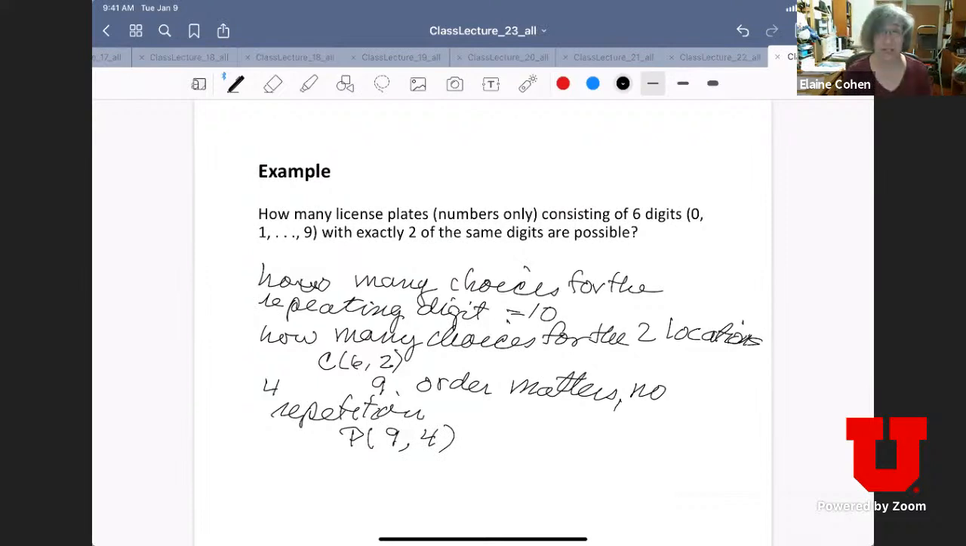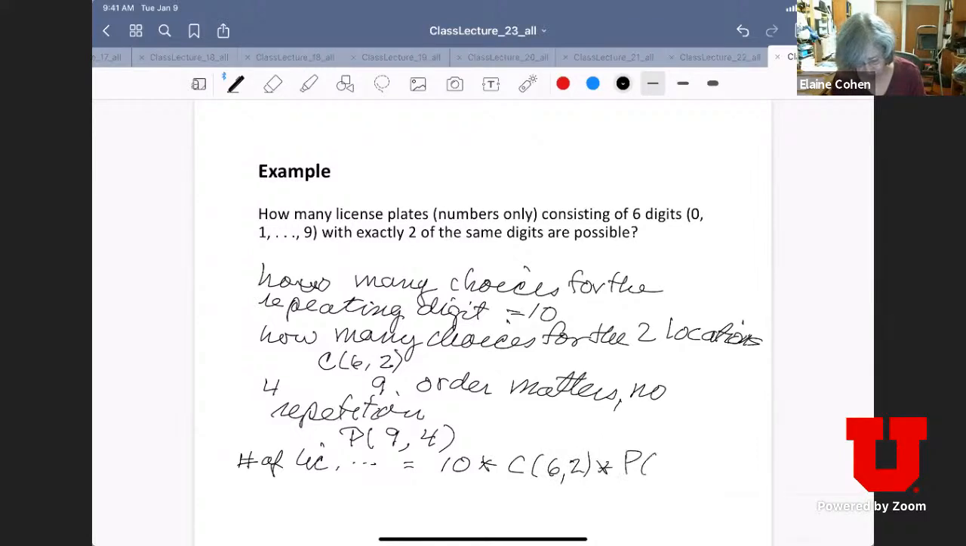So now we have all the pieces and we put them together. Do I add them? Do I multiply them? Multiply, someone says. Good. So the number of license plates with the right rule is equal to 10 times 6 choose 2 times permutations of 9 things taken 4 at a time. That's it.